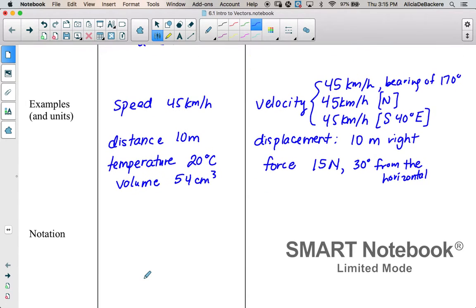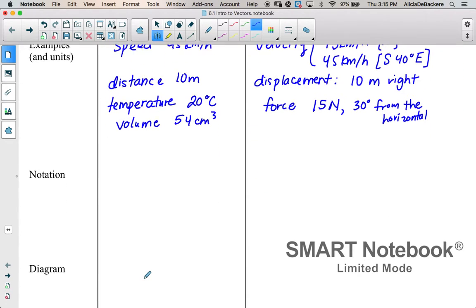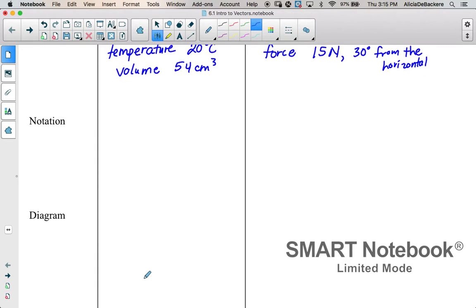All right, notation. So this is where I'm going to be looking for, do you understand whether you're looking at a scalar or if you're looking at a vector? So notation for scalar quantities are just variables like a, b, or we love to use x in math.